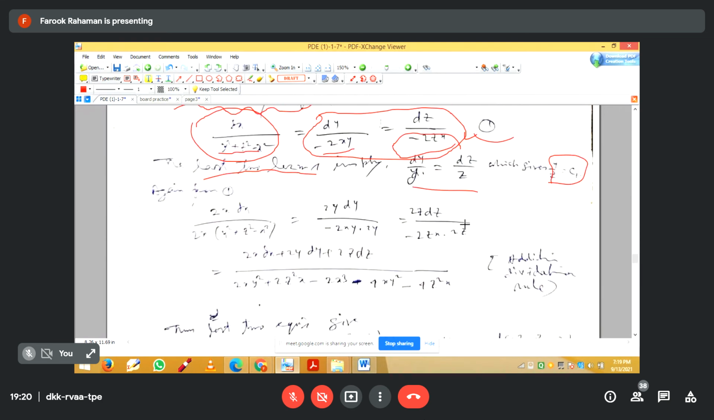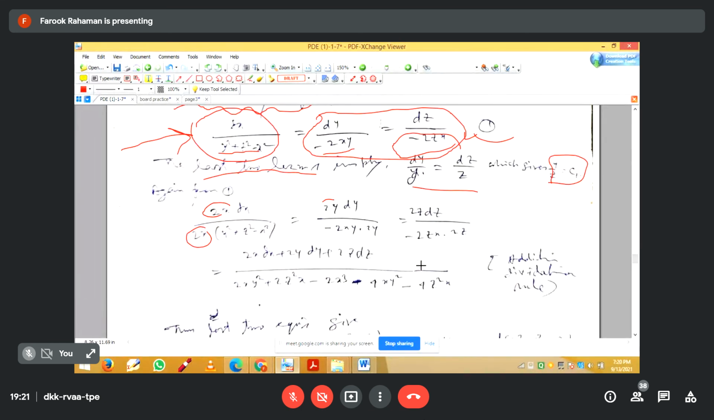Now we use the trick like this. Do you know the addition and division rule? Hello? Do you know? Yes, sir. Okay, very good. Now I use the algebra like this. From this equation, we multiply by 2x. There is no definite rule, but you have to use your intuition to find the solution of this equation. There is no exact rule. Now we multiply by 2x, 2y, and 2z, no problem.